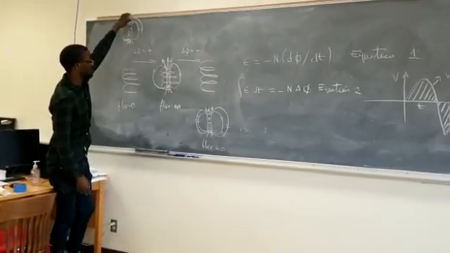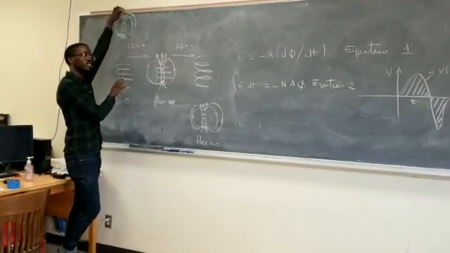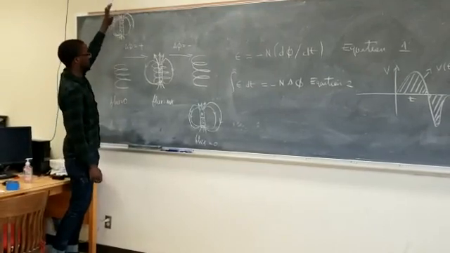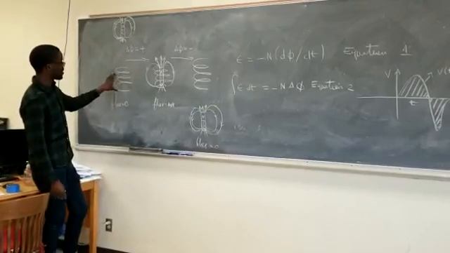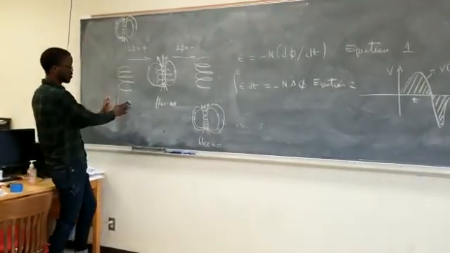If I were to ask you what the flux going through the solenoid is at this instant, it would be 0. Why? Because the field lines are way up here, and the solenoid is right down here. So the number of lines cutting through the solenoid at this instant is 0. So the flux here is 0.